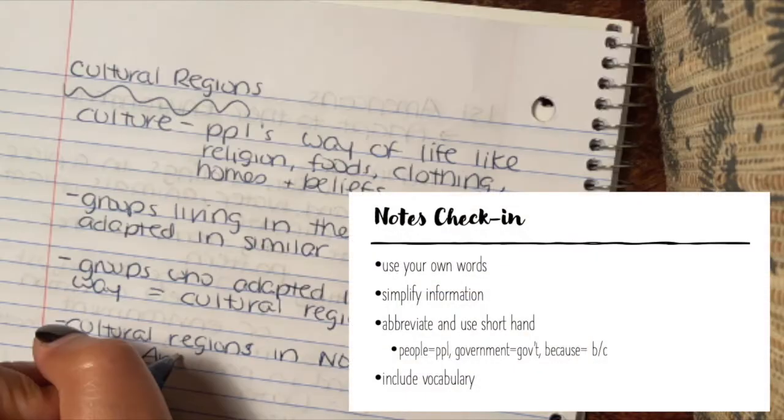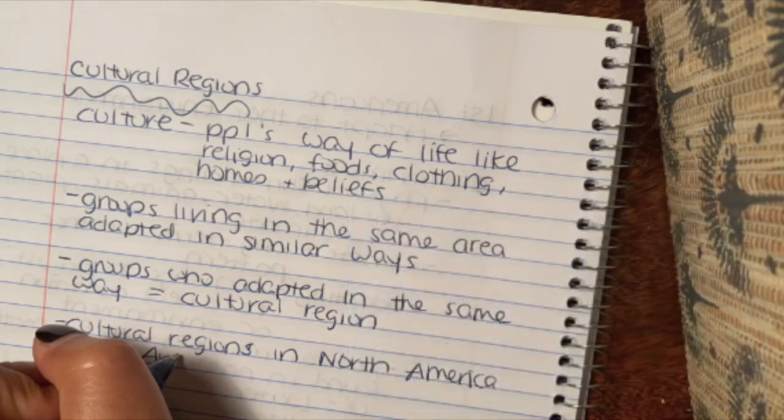So, a quick notes check-in. Use your own words. As you can see in my example, I do not have complete sentences. I use little dashes to show I moved on to maybe a new definition or a new important topic. You can abbreviate and use shorthand. So for example, people equals PPL, government equals GOV'T, and because is B/C. Your notes should also include vocabulary.